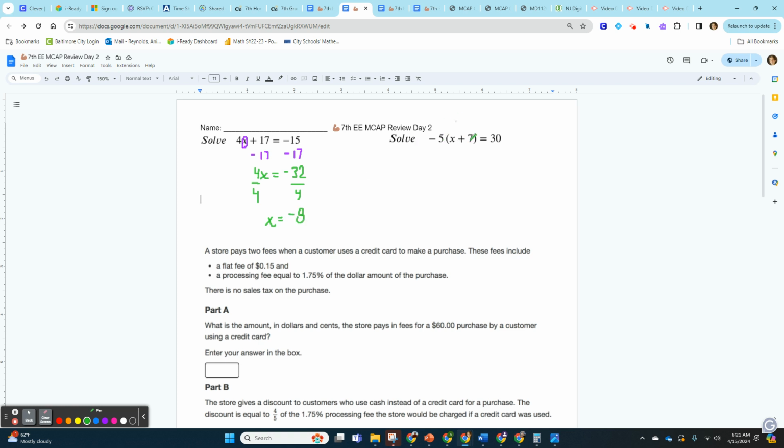Now over here, I could distribute the negative 5 and then solve like over here. Or it can be quicker to just, first, I need to get this x by itself. So first I need to get rid of the parentheses and divide by negative 5 on both sides. 30 divided by negative 5, and this isn't a minus, this is division, right, is negative 6. So I have x plus 7 equals negative 6. Now, in order to get rid of the plus 7, I'm going to subtract 7, and I get x is negative 13.